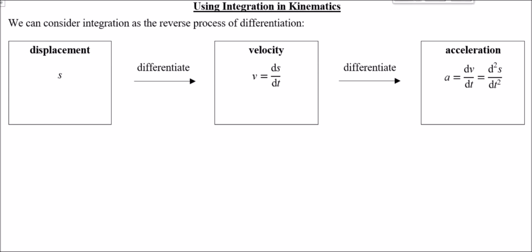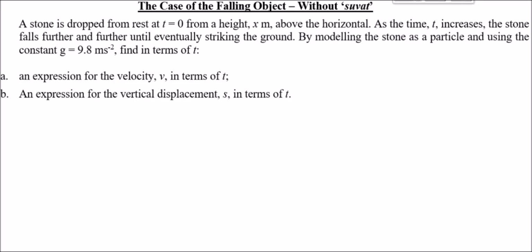Going in the opposite direction, starting with the acceleration, we can do the opposite and go backwards. The opposite of differentiating is integrating, and that tells us the velocity. So the velocity is the integral of acceleration with respect to time. Then going one step further, we can integrate that as well to get back to the displacement, which is the integral of velocity with respect to time. So let's have a look at the falling object without having to rely on the Suvat formulae.